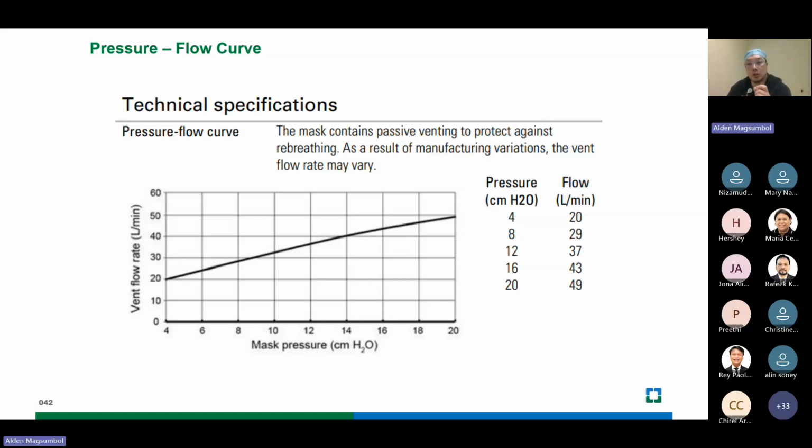All masks have an intentional leak rate built into the design to prevent rebreathing of CO2. This intentionally expected leak rate varies with the pressure level. As the pressure goes up, so does the intentional leak rate for the mask. The leak rate also varies from mask to mask, so make sure to check the pressure flow curve printed on the manual under technical specifications in the package. Typically, the full face masks have larger intentional leak rates than the nasal mask or nasal pillows when used under the same pressure.